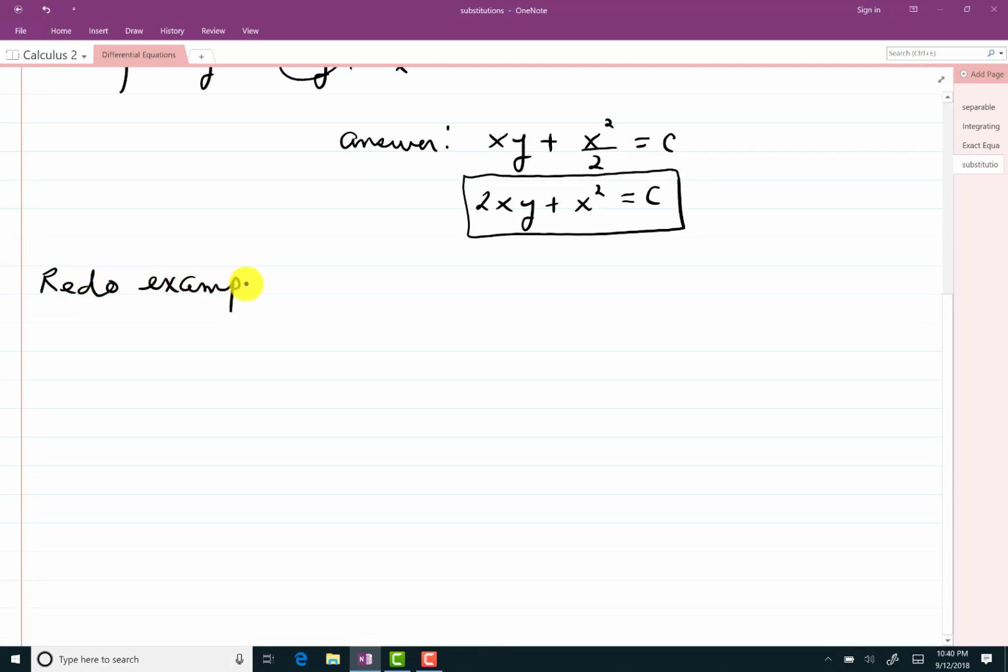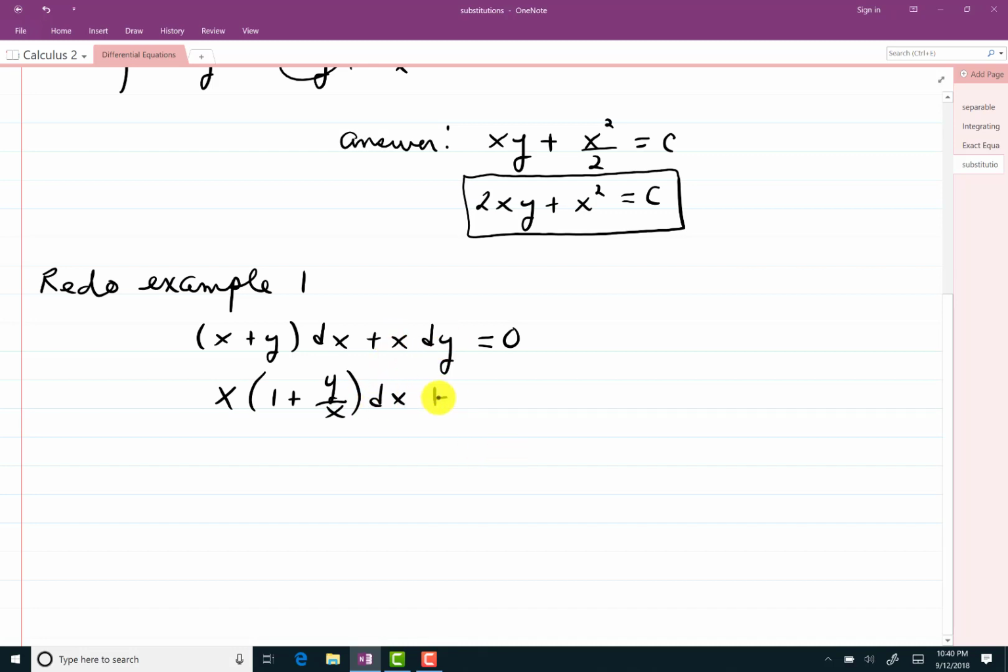This method will work for non-exact equations too. So let me go back to this. (x + y) dx + x dy = 0. Now what I'm going to do is I'm going to factor an x out of the first piece. And the second piece I'm going to leave alone. This seems unusual, I understand.